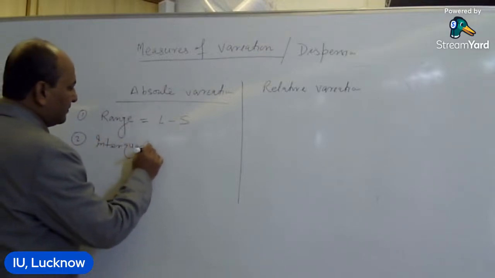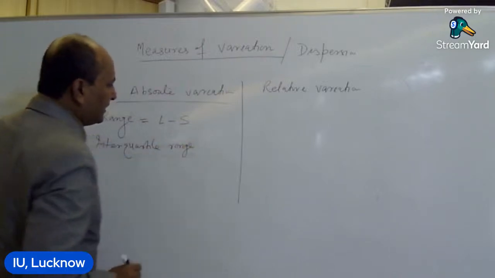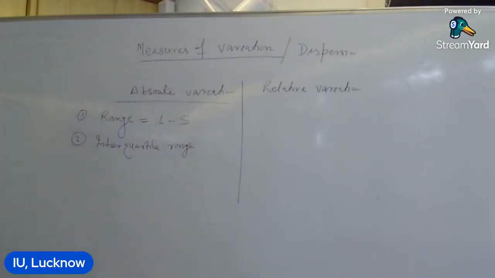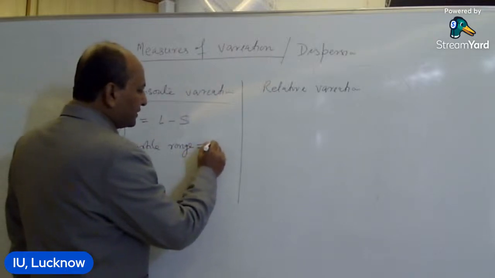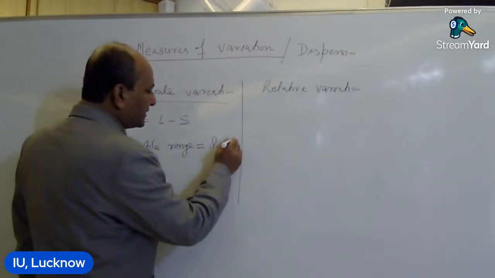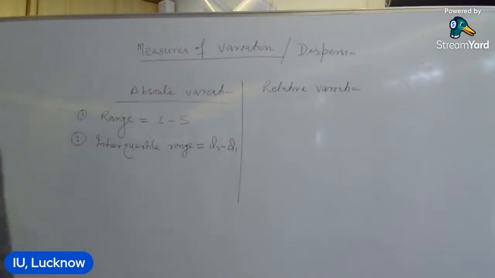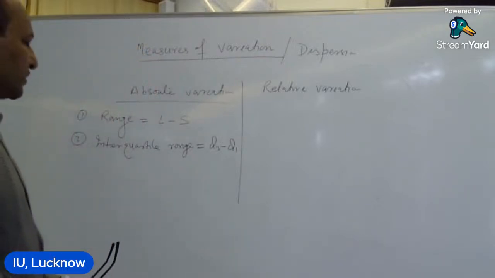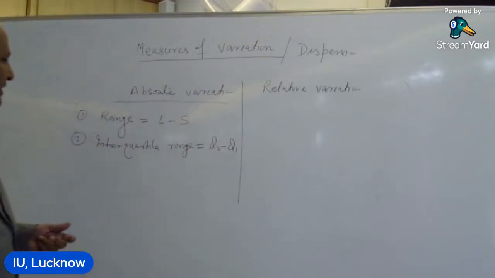The second one is interquartile range. This is used for ordinal data, and this can be computed using the formula Q3 minus Q1. Q3 is the third quartile, Q1 is the first quartile. So the difference between the third quartile and first quartile will give you the interquartile range.